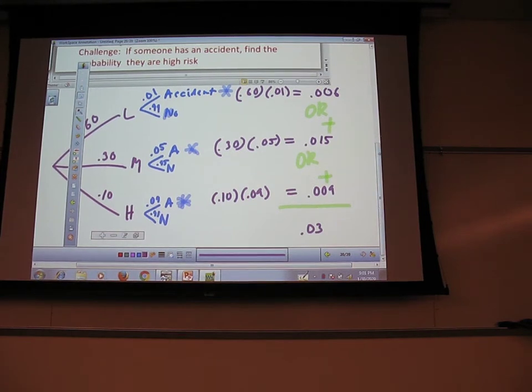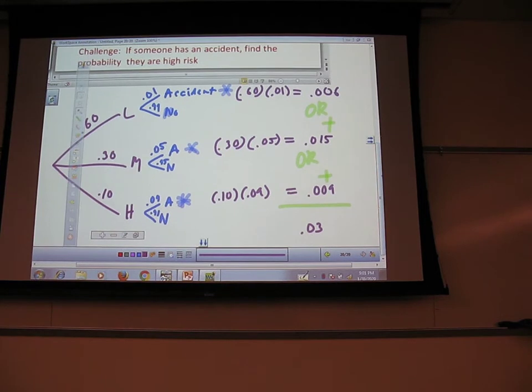Perfect. Now, the challenge, did anybody else get the challenge? Sterling and Gang got it? Anybody else get the challenge? Yeah. Good deal. So, who would like to explain it? Do you want to explain it, or do you guys want to explain it? Who wants to explain it? So the challenge is, if someone has a high-risk accident, find the probability they're high risk.